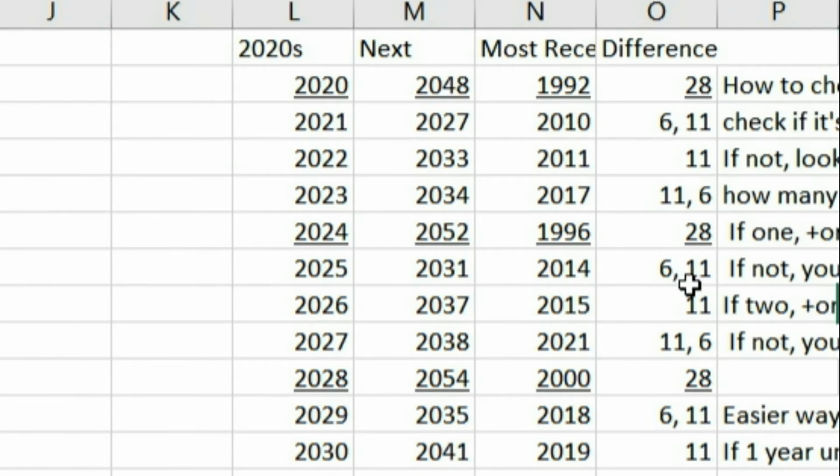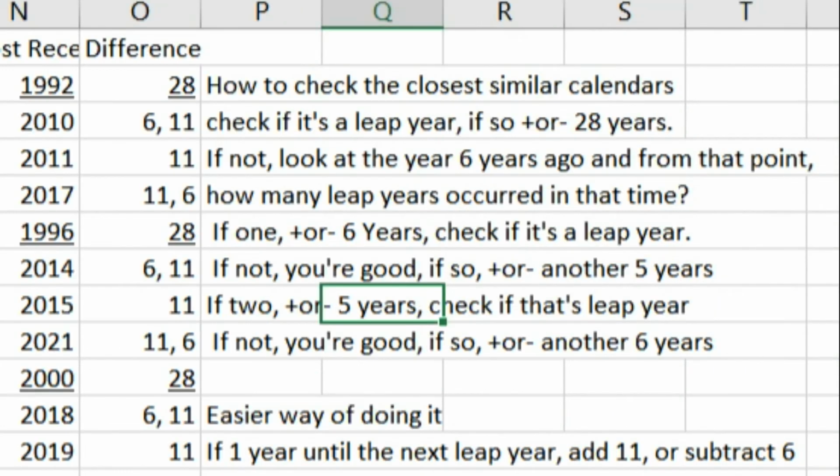And as you can see from this whole list, it is very simple, actually. Now, this way of explaining it is actually a little complicated, and it doesn't even work for every year. So here is an easier, much more simple way of explaining it.